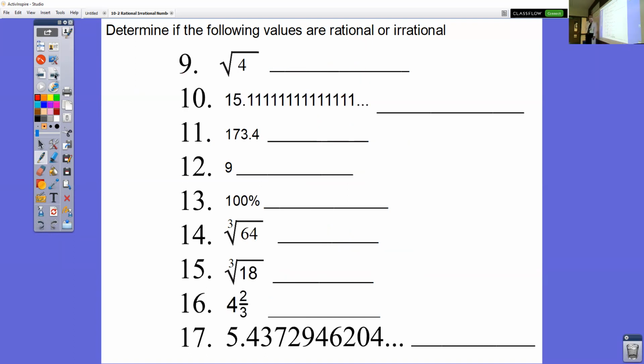Go ahead and try 9 through 17, please. Again, the only ones that you'll need to type into the calculator are 9, 14, and 15. There are only 3 of them that you have to type into the calculator.